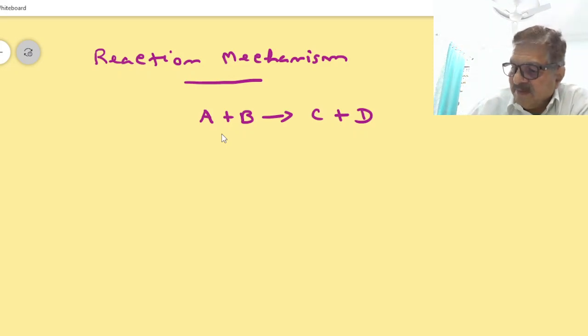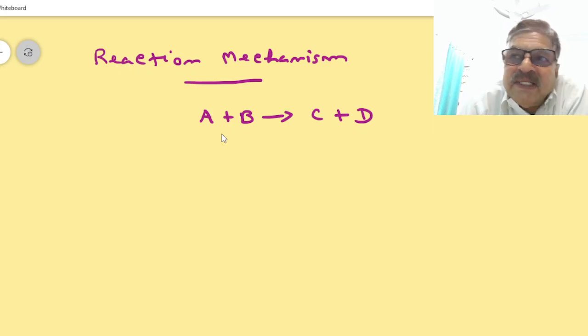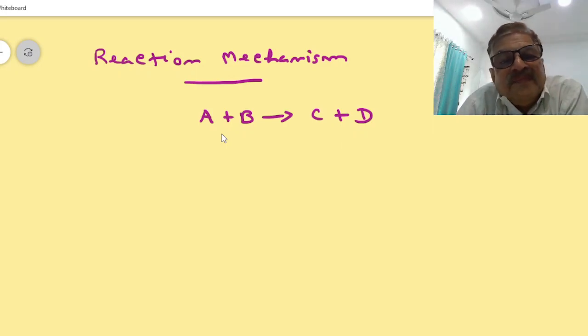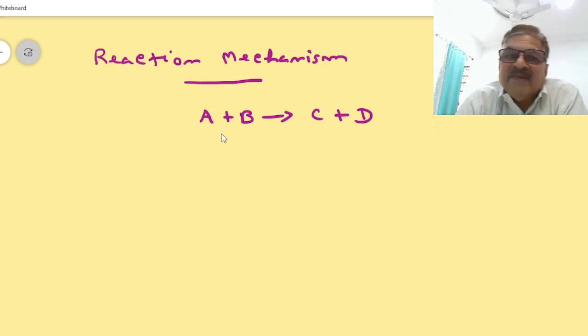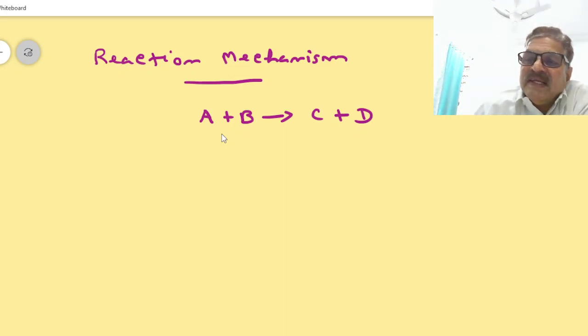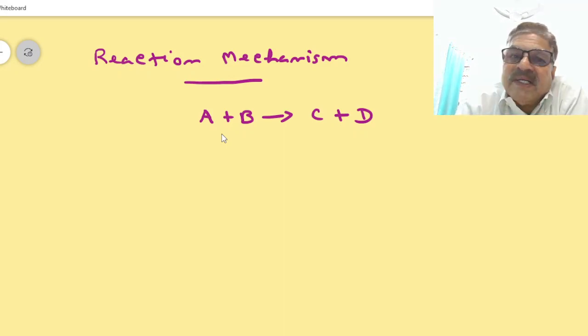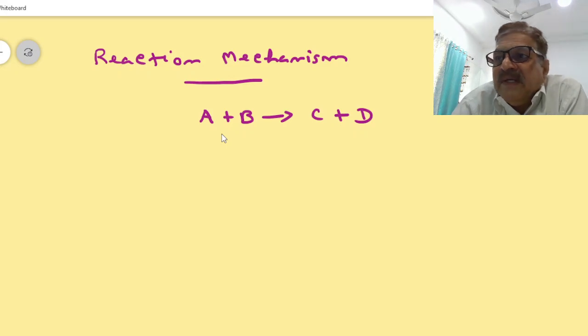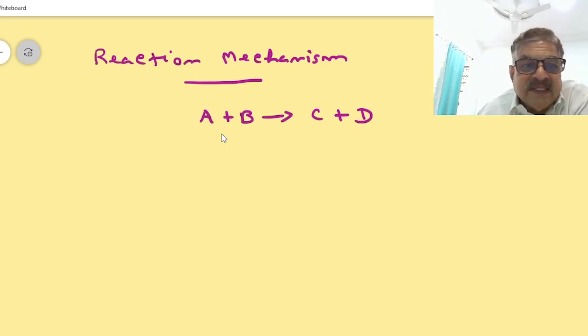Now, there are different methods used for elucidating the reaction mechanism. Briefly, I will tell you. One is kinetic studies. Kinetic studies are concerned with the rates of reaction. This is the most general method. It is the kinetic studies here.